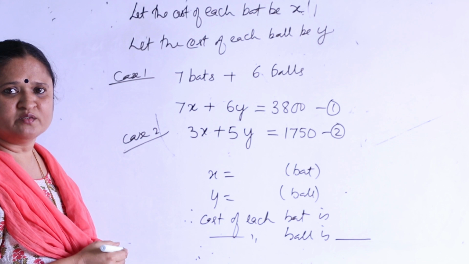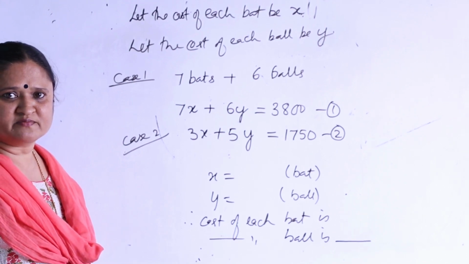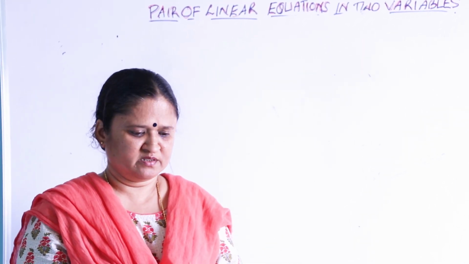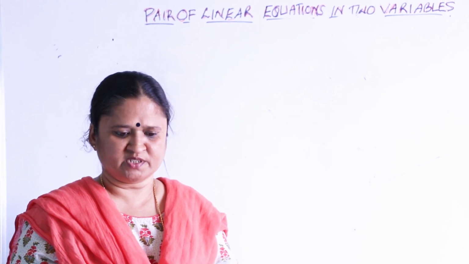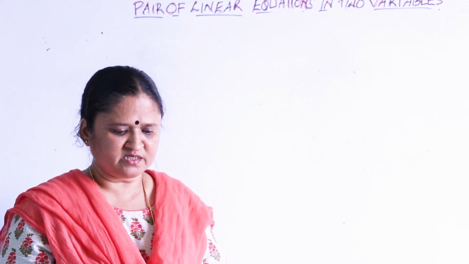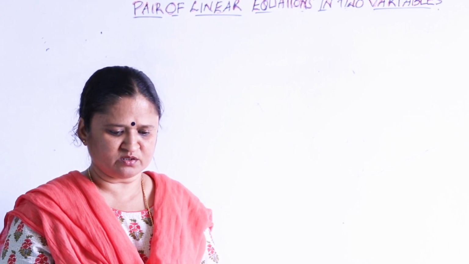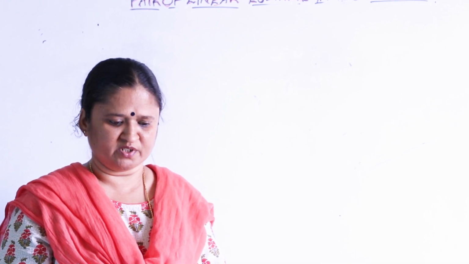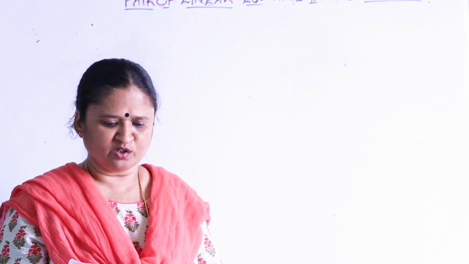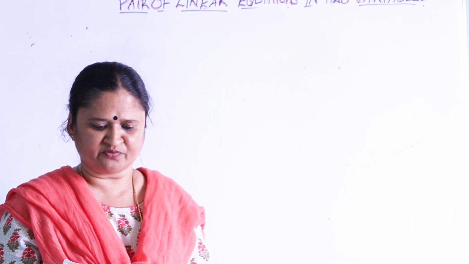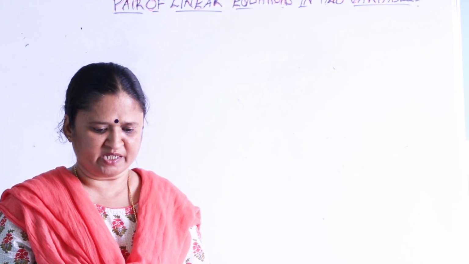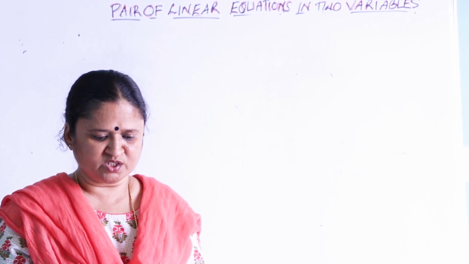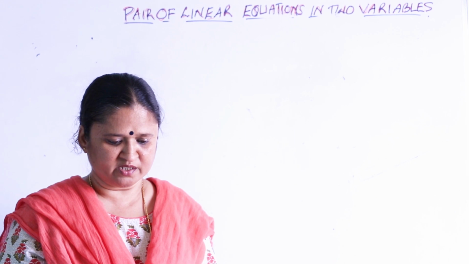This is clear now? Third problem. Check this once again. Let's solve the fourth problem of exercise 3.3. This is a very interesting problem. The taxi charges in a city consist of fixed charge together with charge for the distance covered. For a distance of 10 km, the charge paid is rupees 105, and for a journey of 15 km, the charge paid is rupees 155. What are the fixed charges and the charge per kilometer?